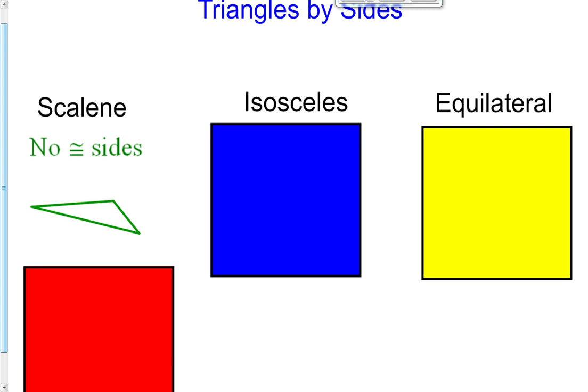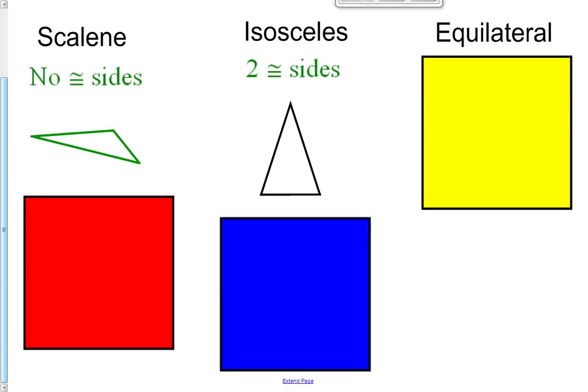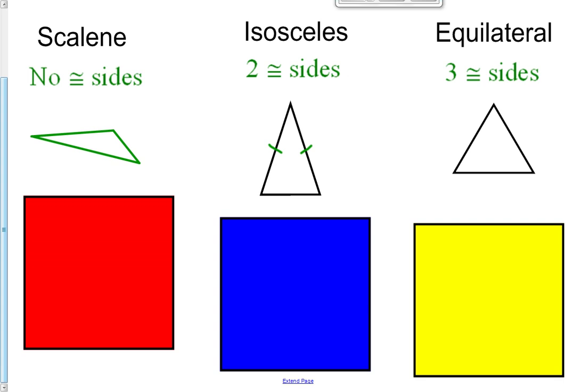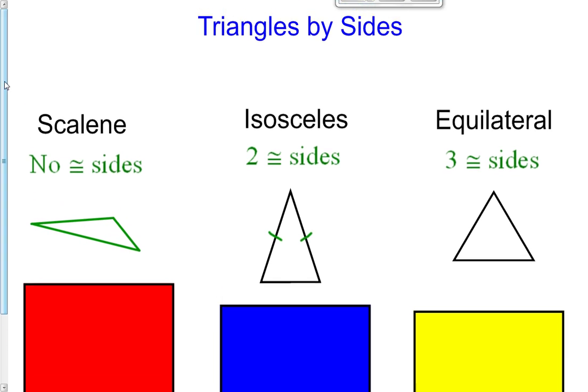In an isosceles triangle, two of the sides are congruent to each other. That's often noted with a tick right here and right here. In an isosceles triangle, of the three sides, two of them are the same. And in an equilateral triangle, all three sides are equal, or congruent. All three sides are the same length. So that's how you classify a triangle by its sides. Every triangle is either scalene, isosceles, or equilateral.